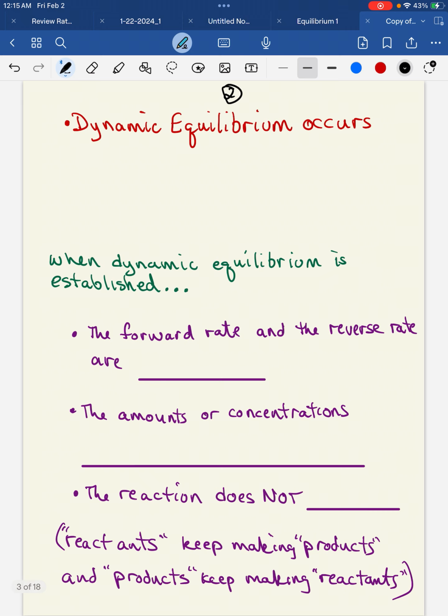And then this situation called dynamic equilibrium occurs, and we write that with the double arrow. So it would be N2 plus 3H2 into 2NH3. So we got nitrogen and hydrogen gases combining to form ammonia gas, and ammonia gas falling apart into nitrogen and hydrogen gases. And when that dynamic equilibrium is established, the forward rate and the reverse rate are equal.